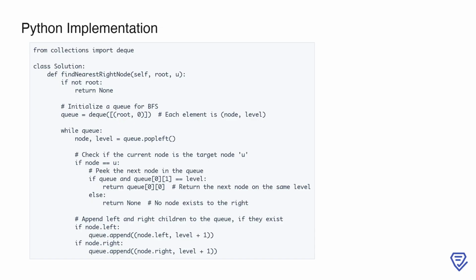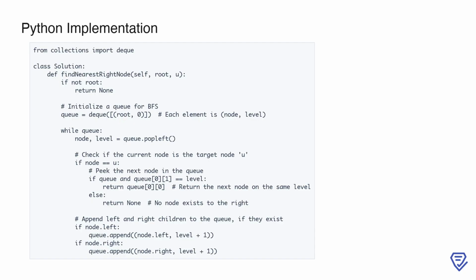Each element in the queue is a tuple containing a node and its corresponding level in the tree. We start the queue with the root node at level 0. The while loop processes nodes level by level until the queue is empty. Inside the loop, we dequeue the first element, extracting the current node and its level.